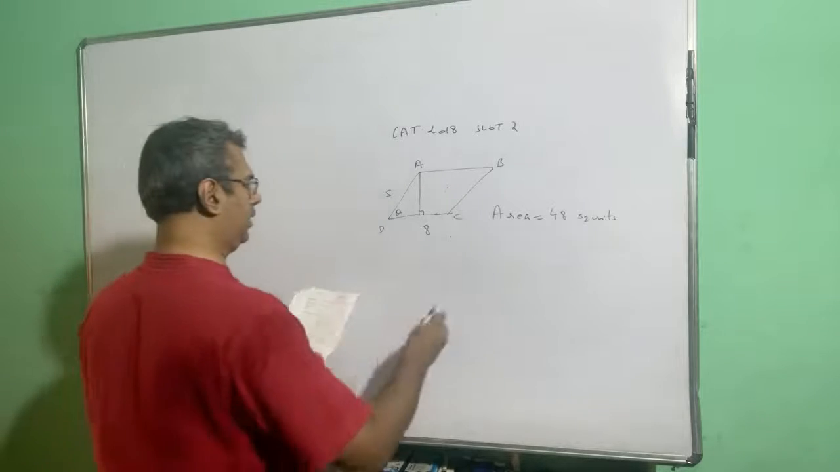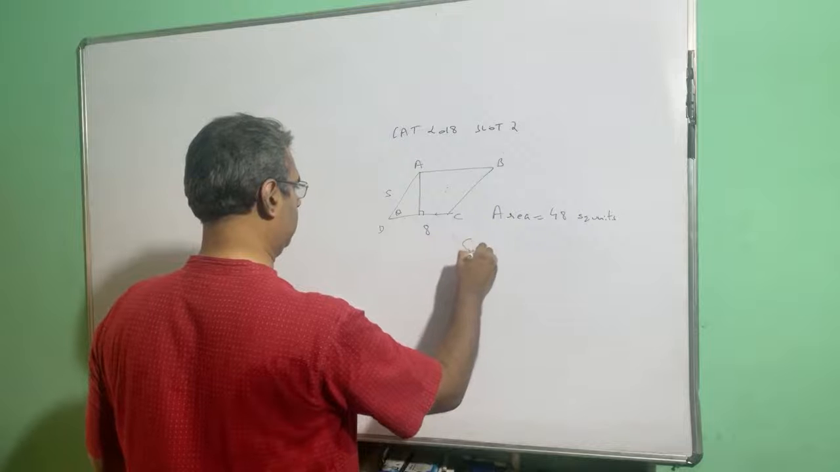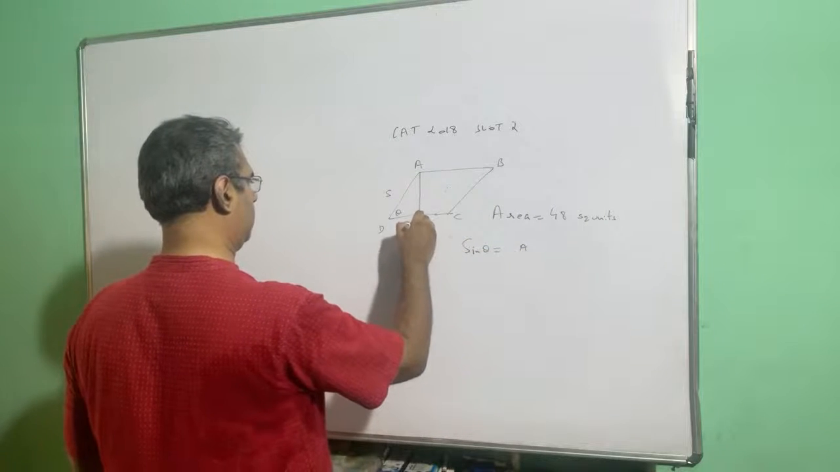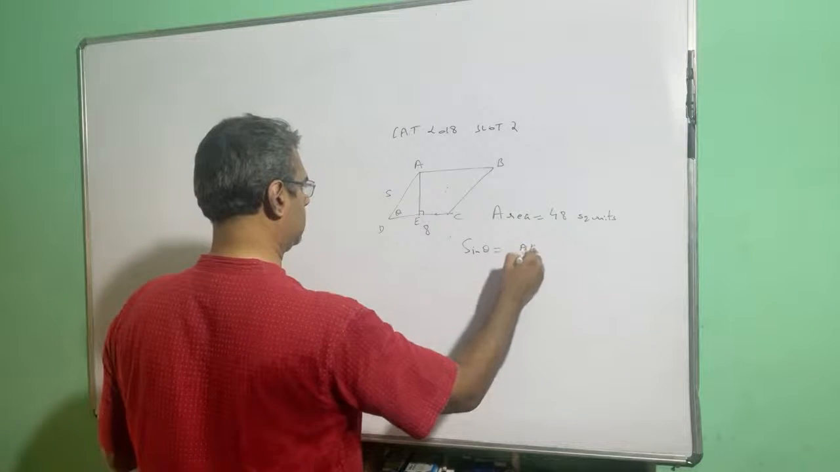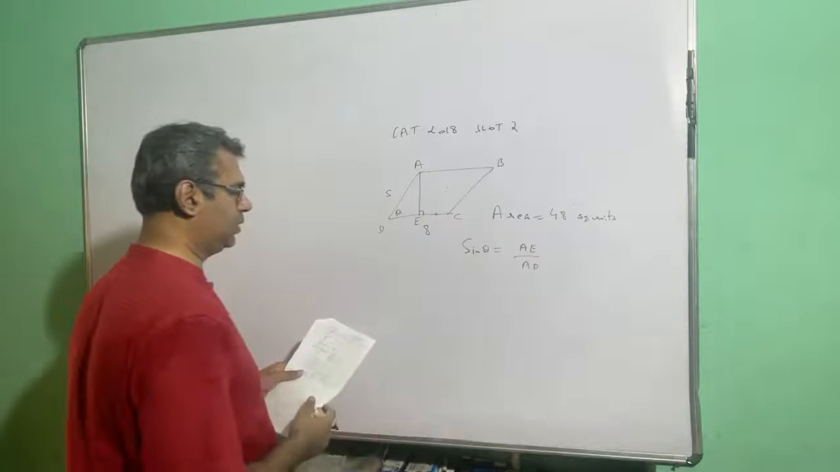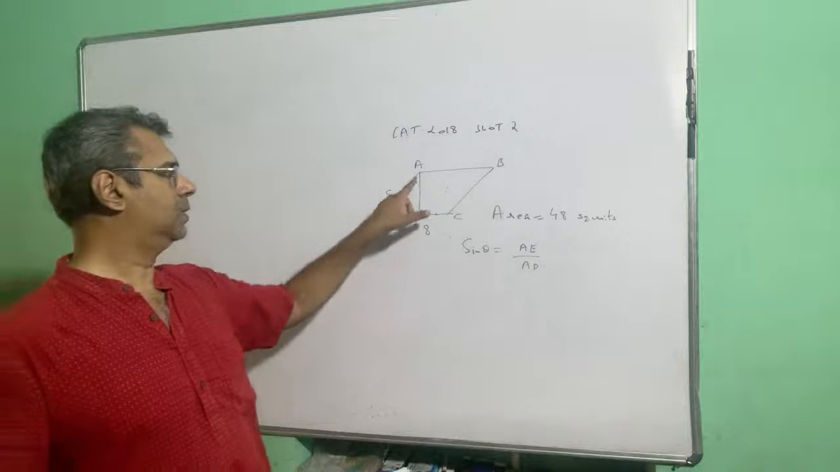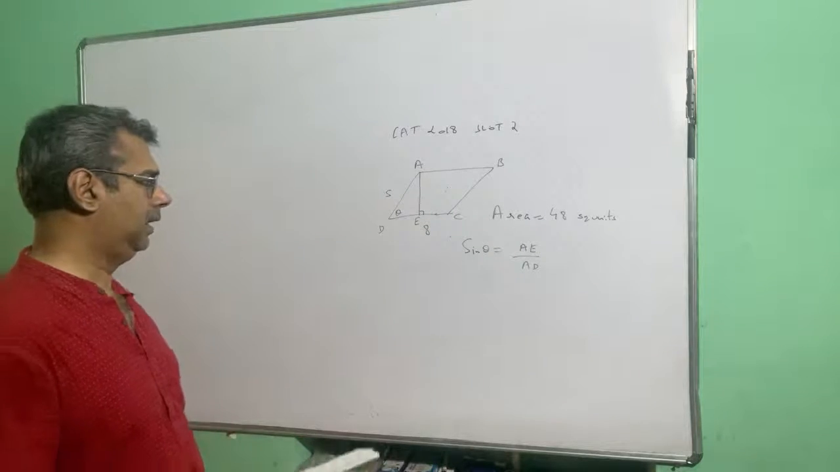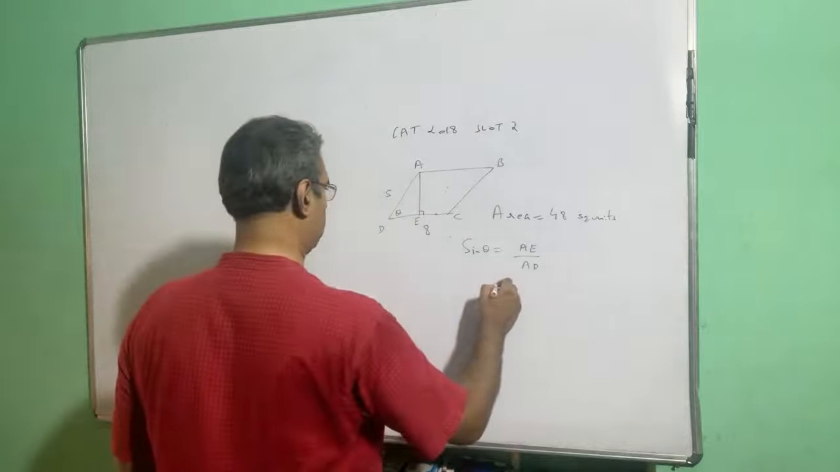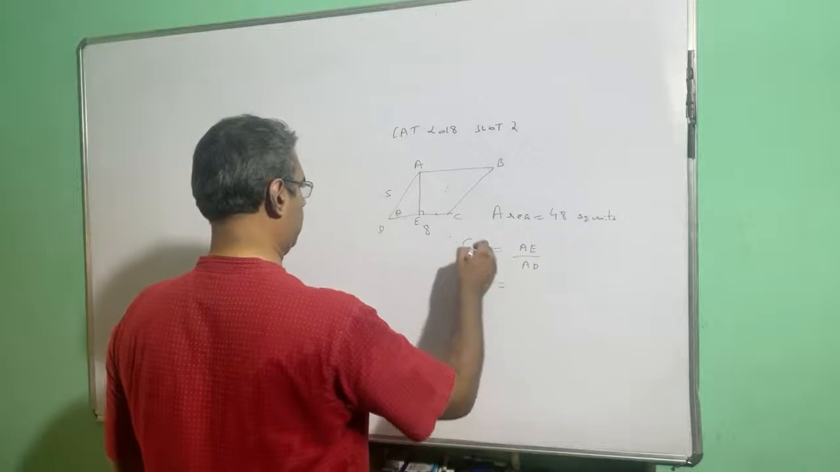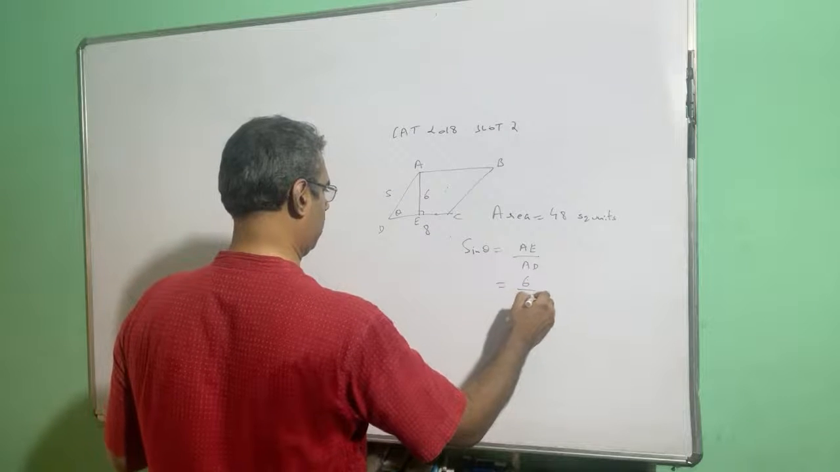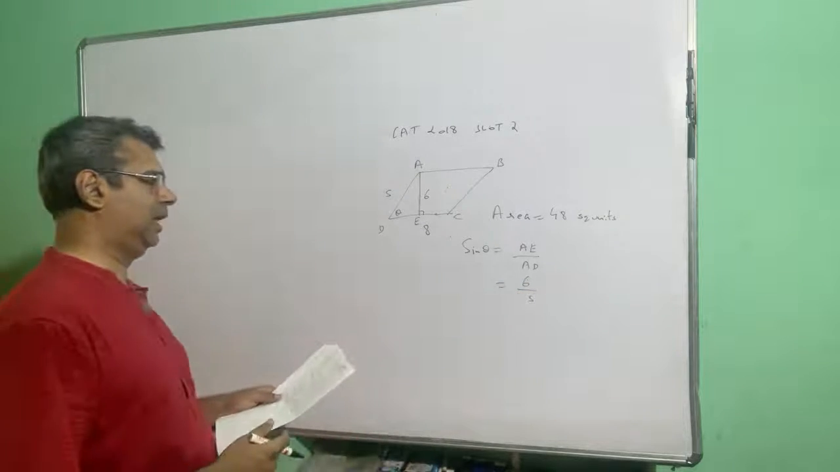Now there is a trigonometric function called sine. So sine is, suppose if I call this as AE. So the definition of sine is opposite by hypotenuse. So sine is AE by AD. Okay, that is a definition. So the area is 48, so this will be 6. So 6 by S, right? So sine is 6 by S.